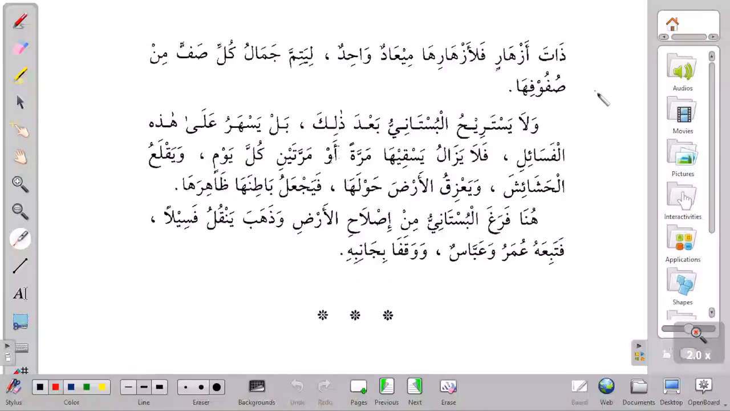وَإِذَا كَانَتْ ذَاتَ أَزْهَارٍ. And if it is a plant that has flowers, azhar, the plural of zahratun, فَلِأَزْهَارِهَا مِيعَادٌ وَاحِدٌ, their flowers will be of the same timing. The time that the flowers will start appearing is going to be the same. Mi'adun, an appointed time for something. So if they are of the same age, the time that their flowers begin to appear will be simultaneous.